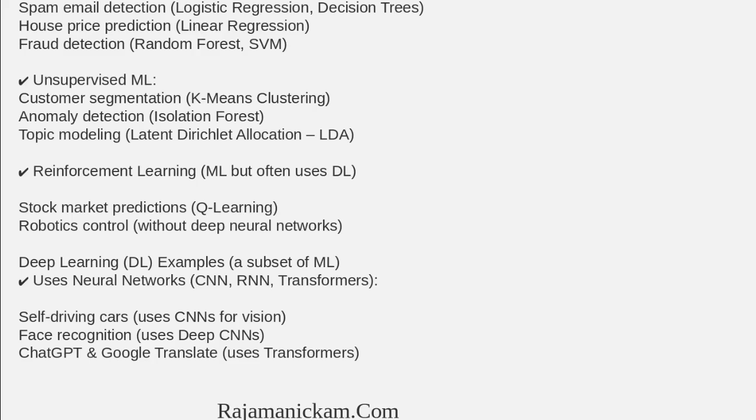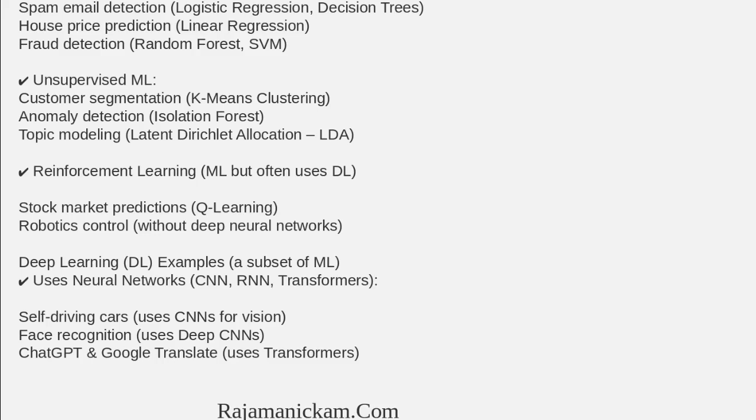Like house price prediction, we have to give the details about current prices, then only it will be able to predict that. Similarly, fraud detection. We have to specify whether it is fraud or not, like that. So it is known as supervised ML.